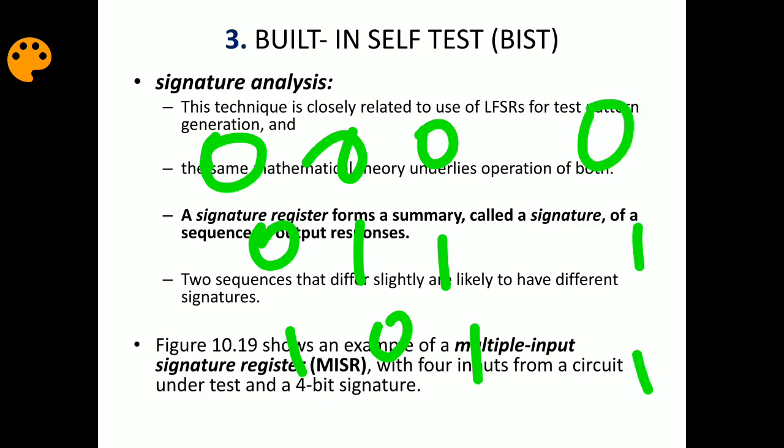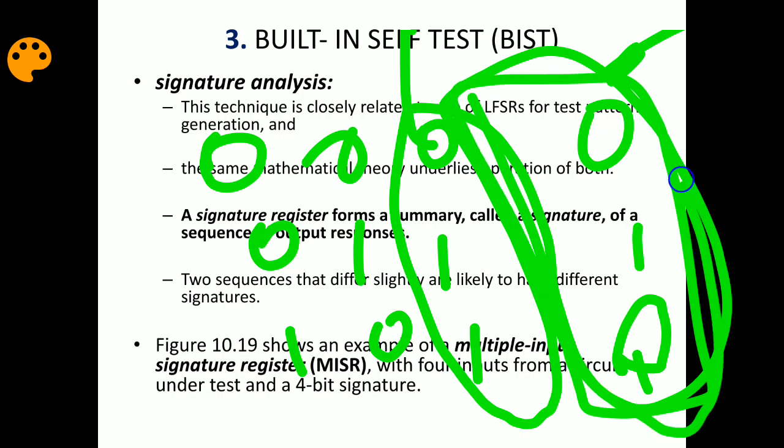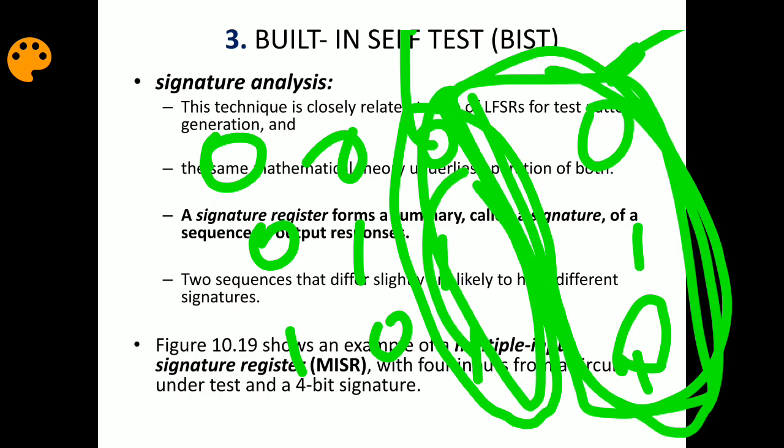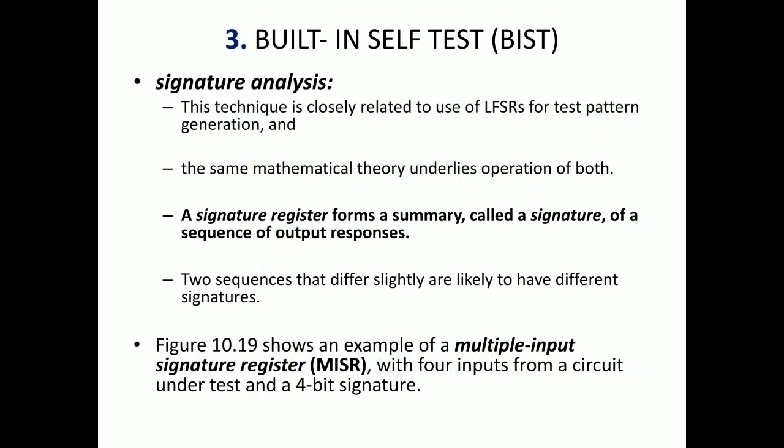But if these two are compared, this is the signature, this is the comparing. This is how signature analysis is done. If anything is mismatching, the combinations are mismatching. This is an example. In a general way, you can think about it like this.